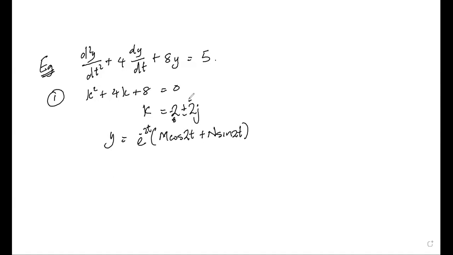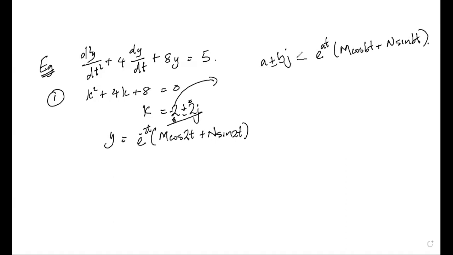When you have the real part, but when you have a plus or minus bi, the solution is e to the at times (m cos bt plus n sin bt). Please do not hesitate again next time.